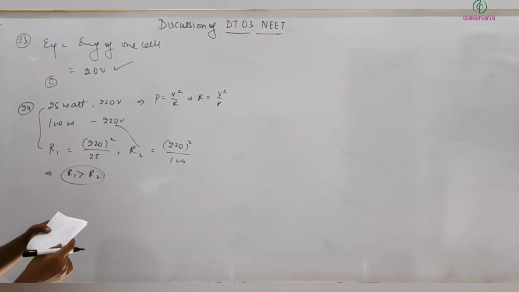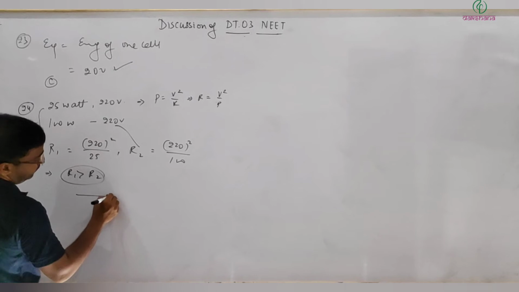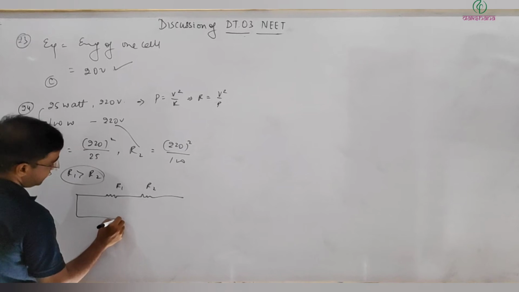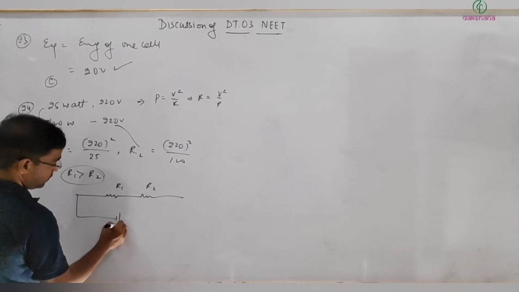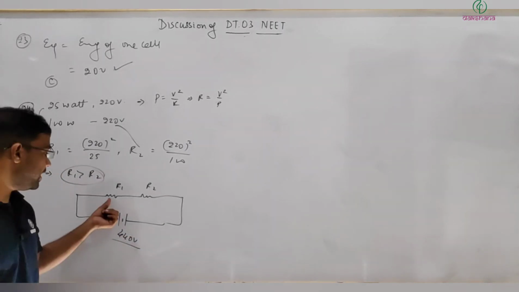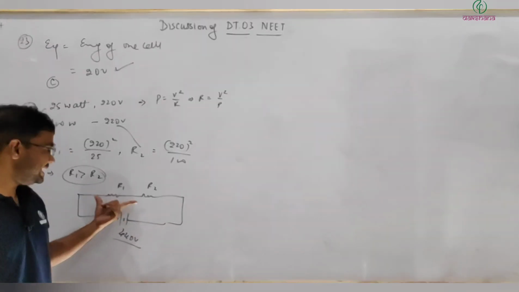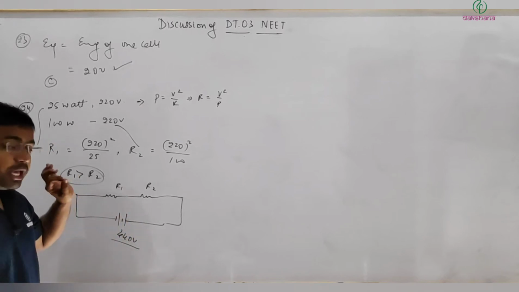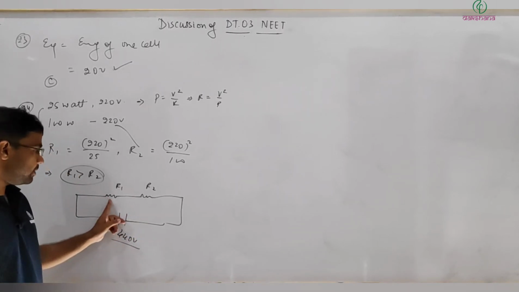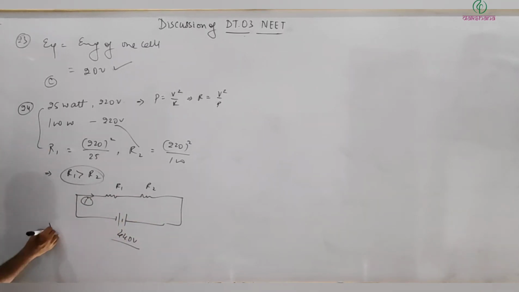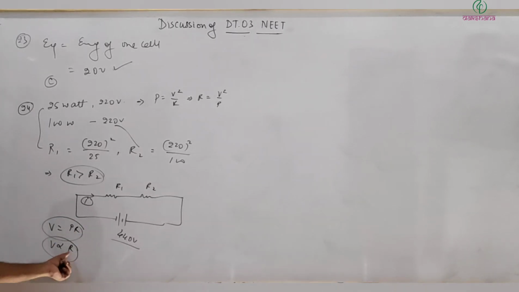Now it's saying connected in series across, so this is R1 R2, this is connected across 440 voltage. Remember this, if R1 R2 are equal, then in series the potential difference is equally divided, but here R1 R2 are not equal. So you can see the current will be the same in both the resistors, so V will be directly proportional to I into R.